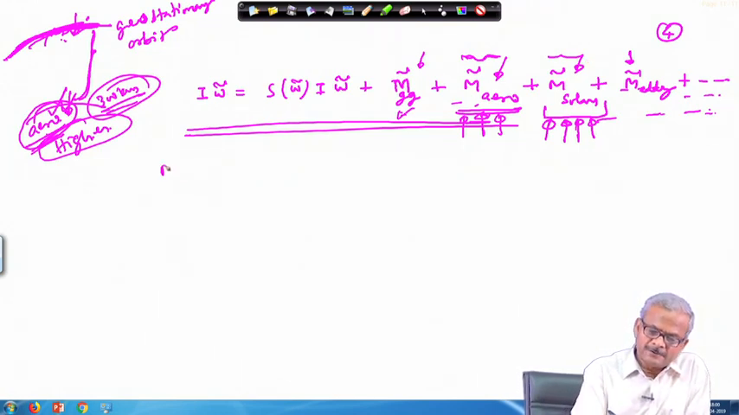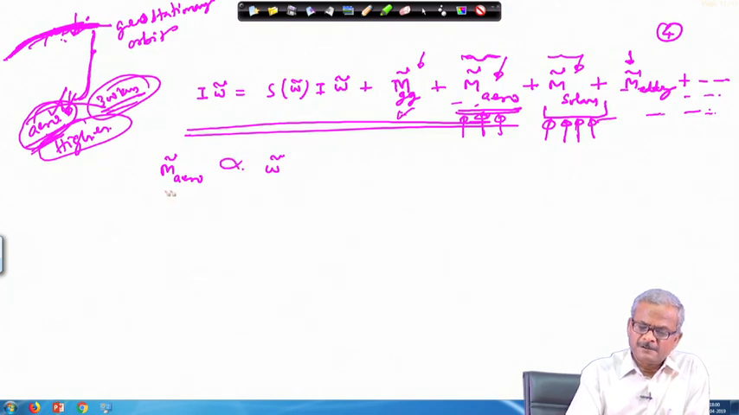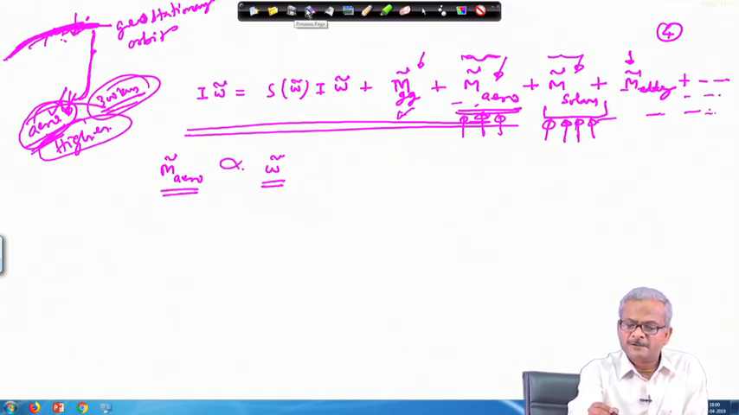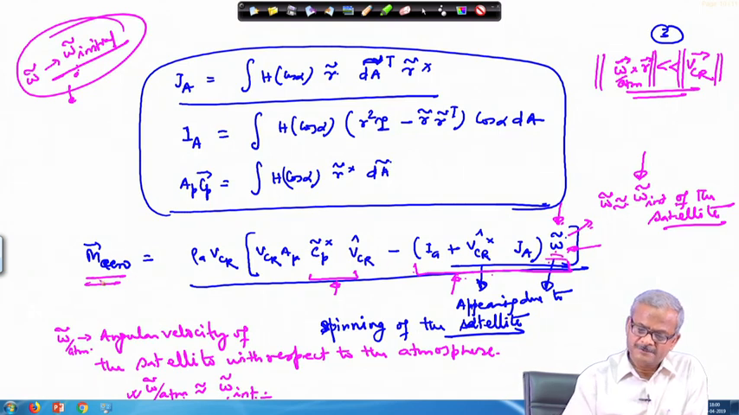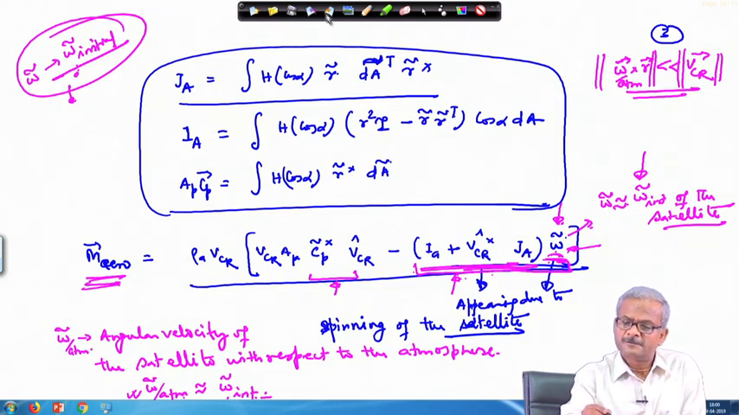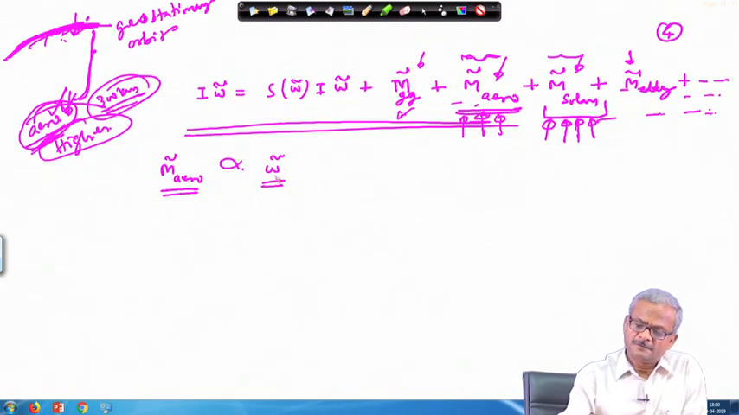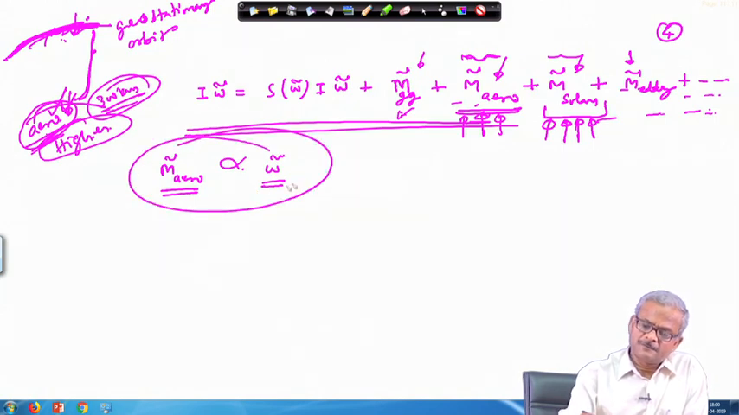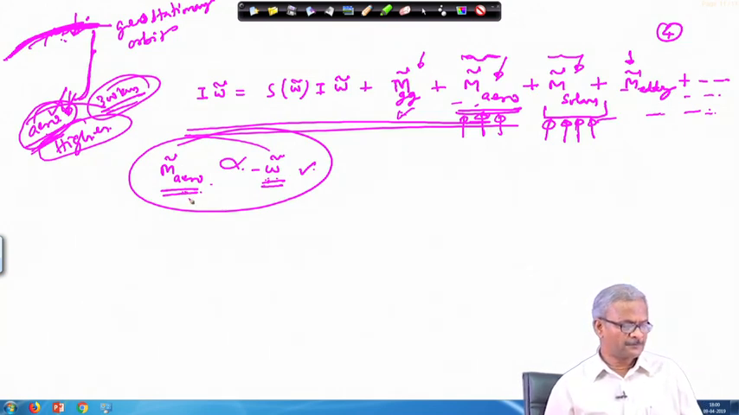So, our conclusion is that the small torque due to the spinning, M aero, is proportional to omega tilde here in this place. These quantities are constant, and therefore this will make this omega tilde, and this is coming with a minus sign. So, this will make the system decay. It says the angular speed will decay over a period of time.